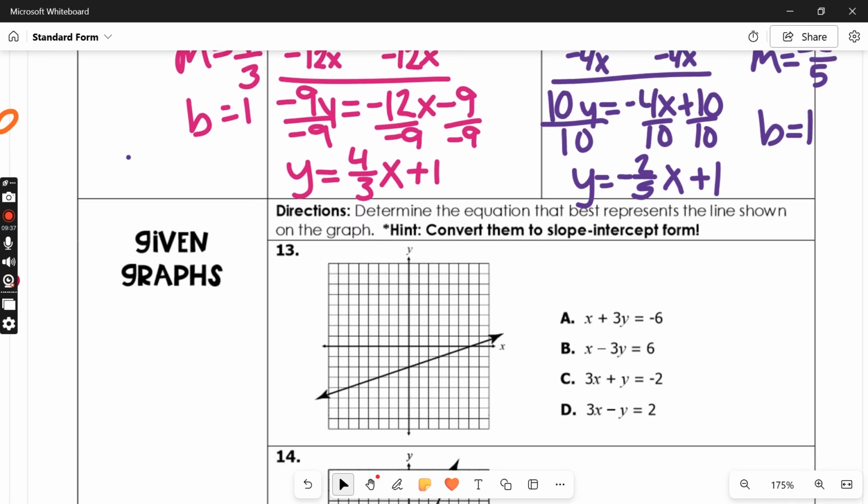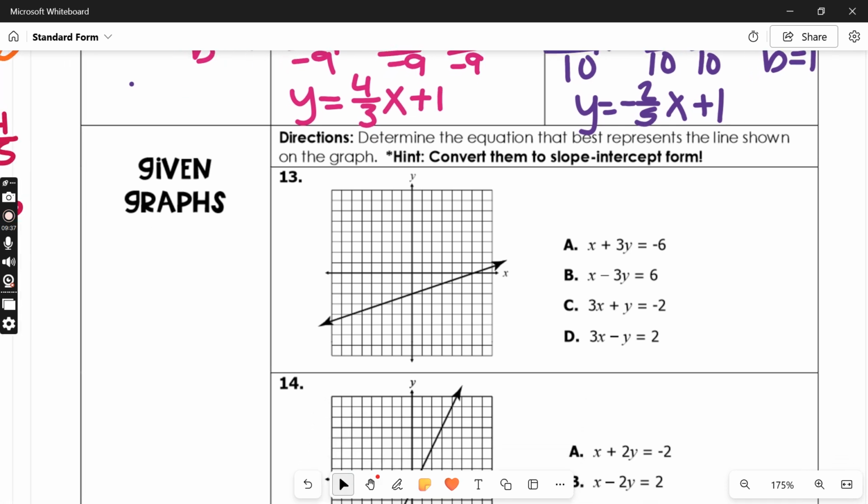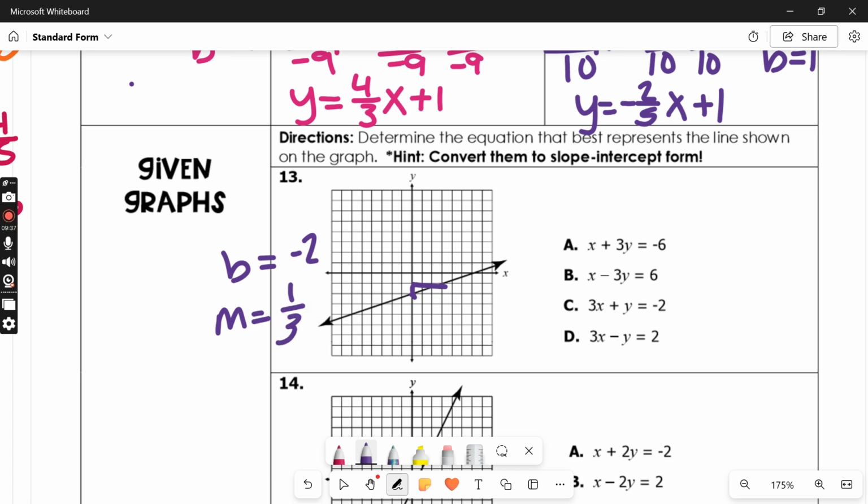Alright, so it says determine the equation that best represents the line shown on the graph. Convert them to slope-intercept form. Alright, so first thing is I'm going to look at my graph. My y-intercept on this is negative 2. And then my slope, it looks like, goes up 1 and then over 3. So my slope is 1/3. What you need to do is take each of these equations and rewrite them just like we did on that previous problem.